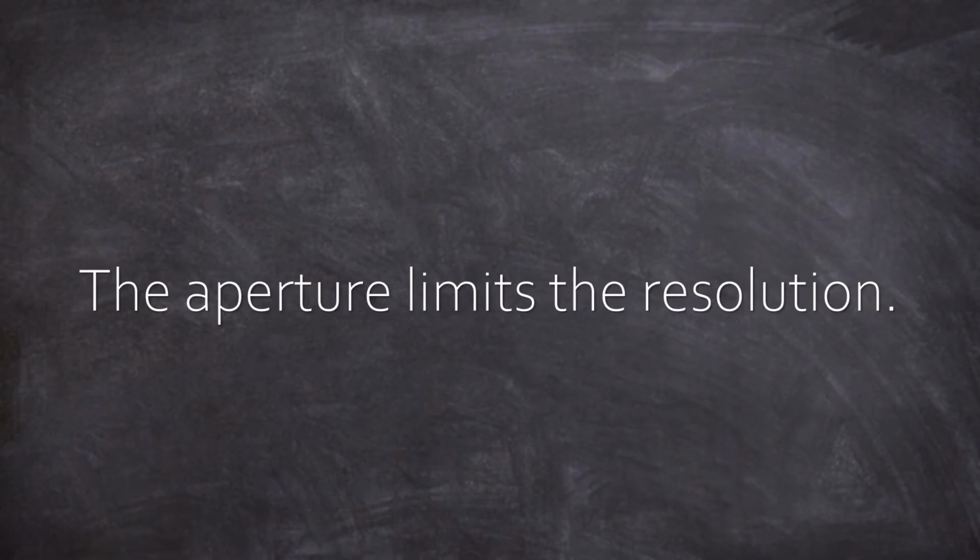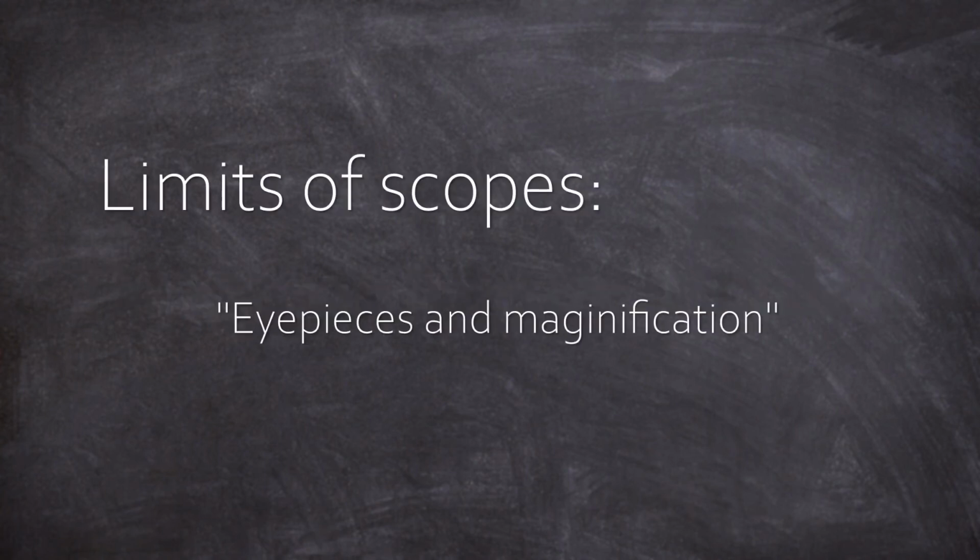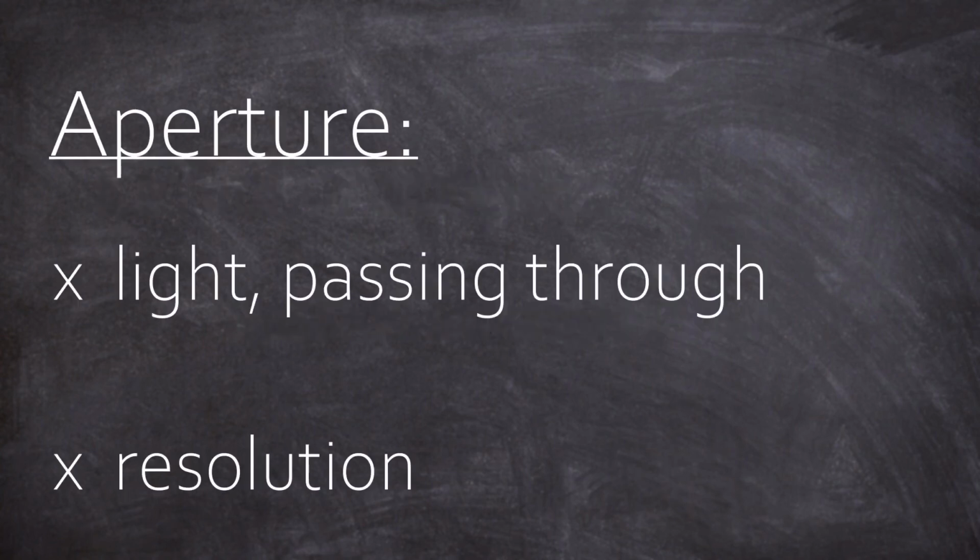So for a given aperture there is a limit of what you can achieve. We're gonna talk about that when we cover eyepieces and magnification limits in a future video. These 2 points are given by the aperture: light gathering and optical resolution.